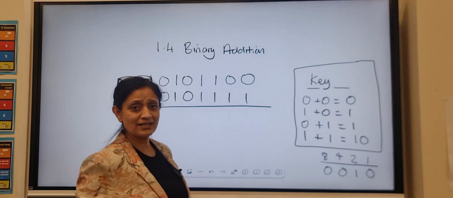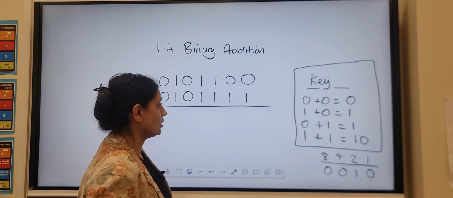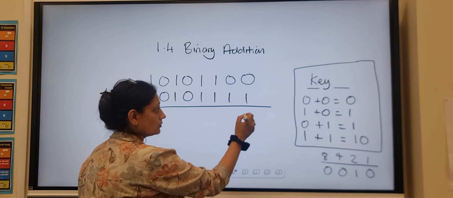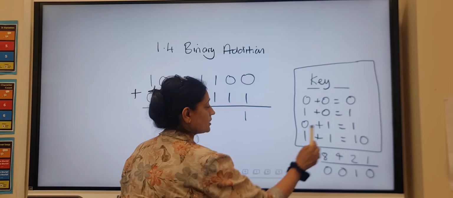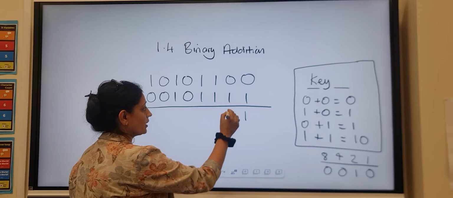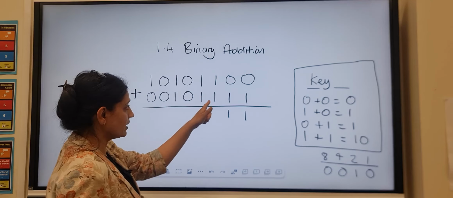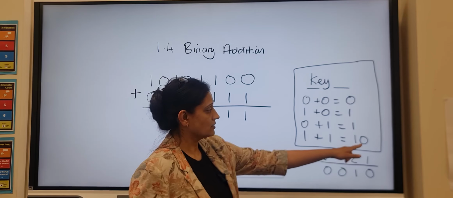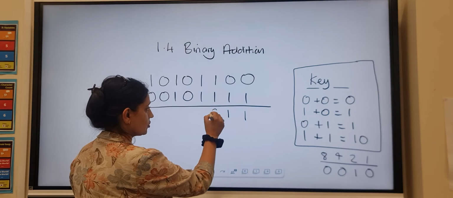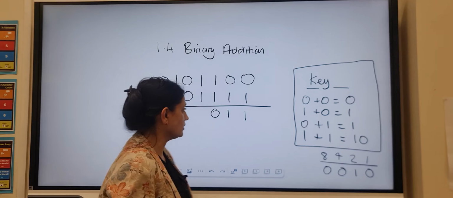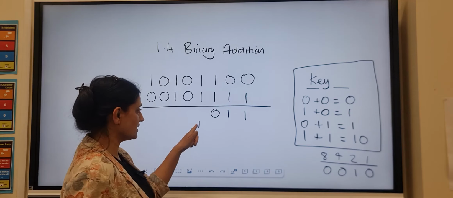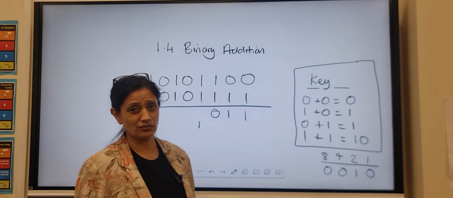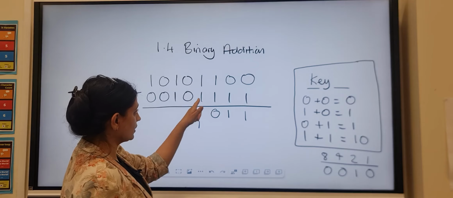So let's make a start with our binary addition. We start from the least significant bit, 0 and the 1. 0 plus 1 is 1. We know that from this. 0 plus 1 is 1 again. 1 plus 1 is 2. So that would be 0 in the first column, and the 1 is carried. You can place that at the bottom or at the top, it doesn't really matter. Now we've got 1 plus 1 plus 1.